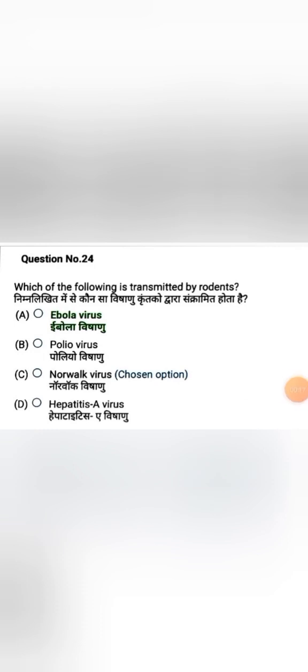And the correct answer is option A, Ebola virus.